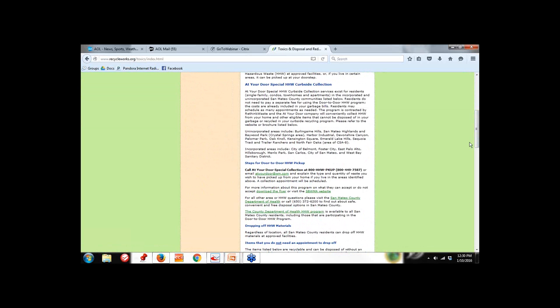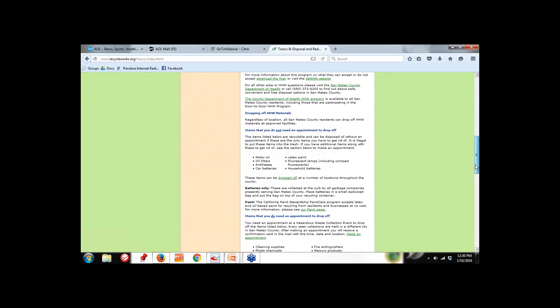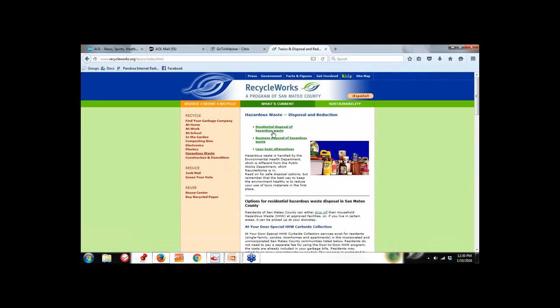There's flyers on upcoming events. And then here's information on paint recycling. So it's just a really, really great page on the website that gives you more information. And you can see there's lots of great resources and links there that you can tap into.